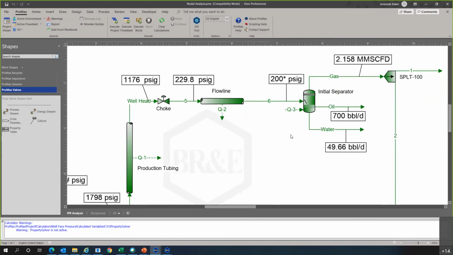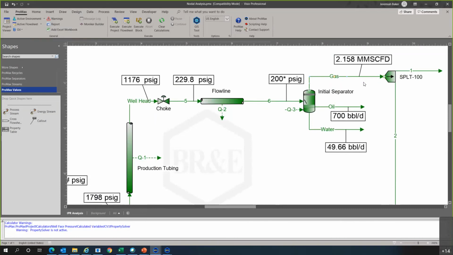So in ProMax, you can size separators. I'm not going to get into that today, but it's just another idea of things that you need to consider that you can use ProMax to do, which is to make sure that our separator with its initial sizing can actually still handle the increased amount of gas going through it. Because at first this was about, I think, 0.6 million. Now we've got 2.1. So a lot more gas coming in, almost 4 times as much gas coming in. That's going to need to be considered before just assuming that it'll work.